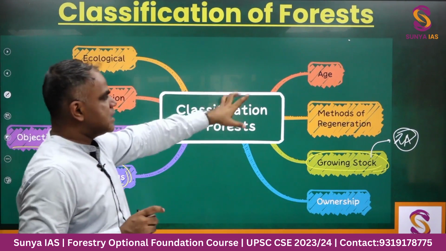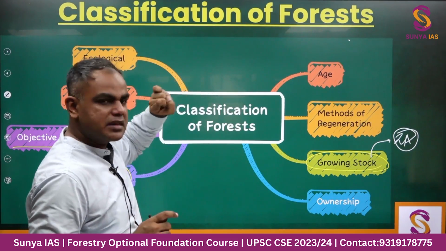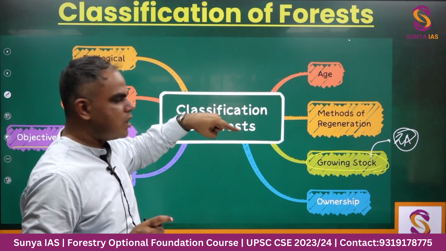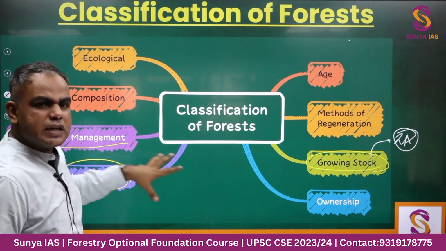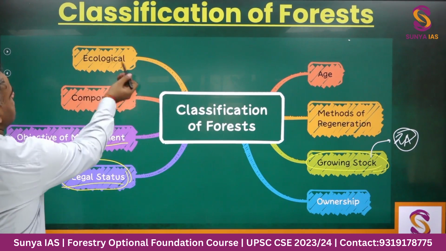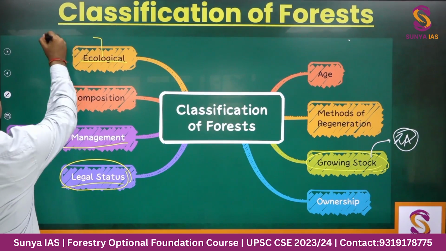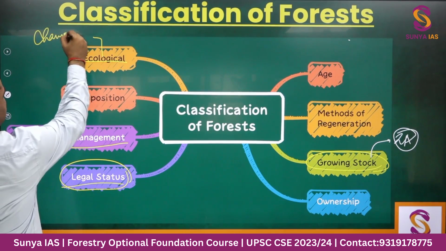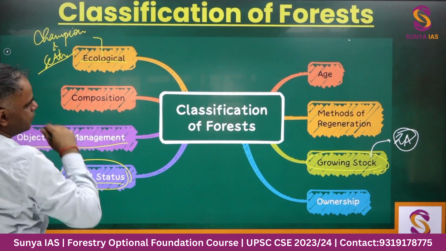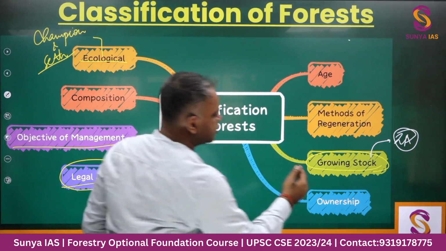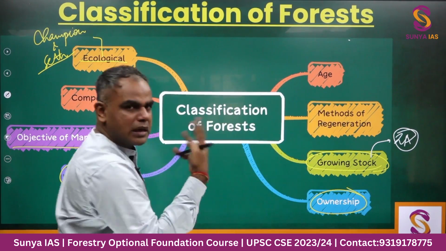So they are classified as per the age, as per the methods of regeneration, as per the growing stock, ownership, legal status. Now, there are a few things I have already told you about. For example, ecological classification. Here we will discuss Champion and Seth classification. Fine. This I think you already know. Ownership also I think you can understand. Other than that, I'll tell you other areas.